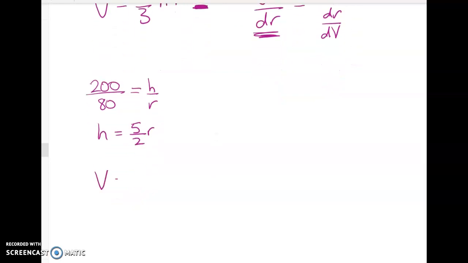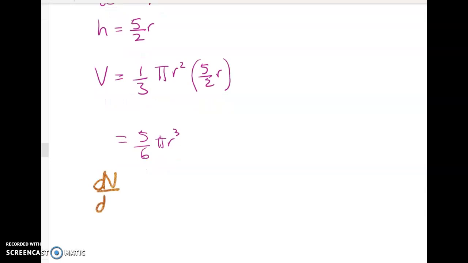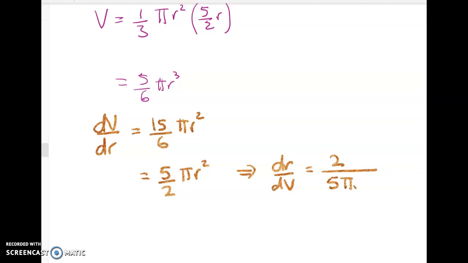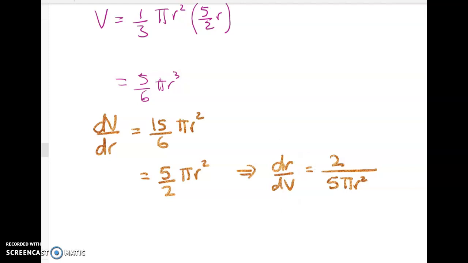So V is equal to 1/3 pi r squared times 5 over 2 r, giving me 5/6 pi r cubed. Let's change the pen. So dV by dr is equal to 15 over 6 pi r squared, and we can clean that up as 5 over 2 pi r squared. That means that dr by dV is equal to 2 over 5 pi r squared. So let's go back to chain rule and see what we've got.